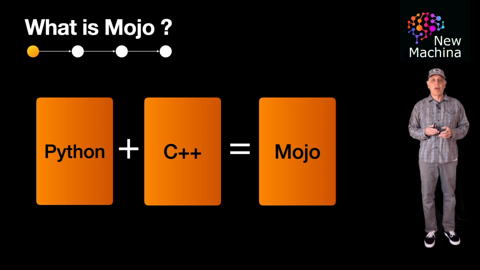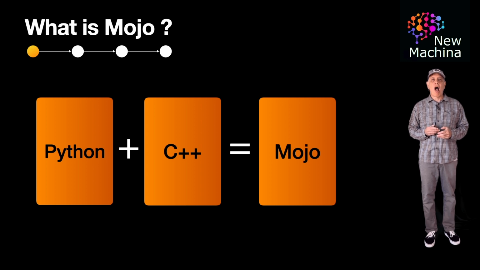Chris Slatner is well known for creating the LLVM compiler infrastructure and working with Swift, Apple's programming language. MLIR aims to unify and simplify AI development with Mojo, creating a high-performance language that retains Python's usability while delivering the speed and low-level control needed for demanding AI ML use cases.